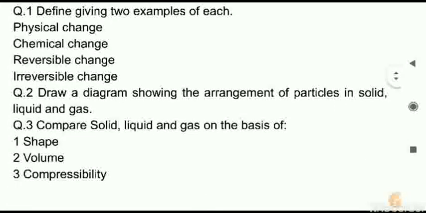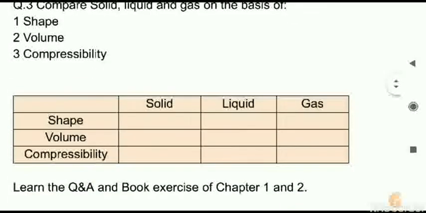Question number 3, you have to compare solid, liquid and gas on the basis of these properties. First property is shape, second is volume, and third is compressibility. So how you will compare? Here an example I have shown. You will make a table like this. On the left hand side you will write in the columns shape, volume and compressibility, and on the other side you will write solid, liquid and gas.